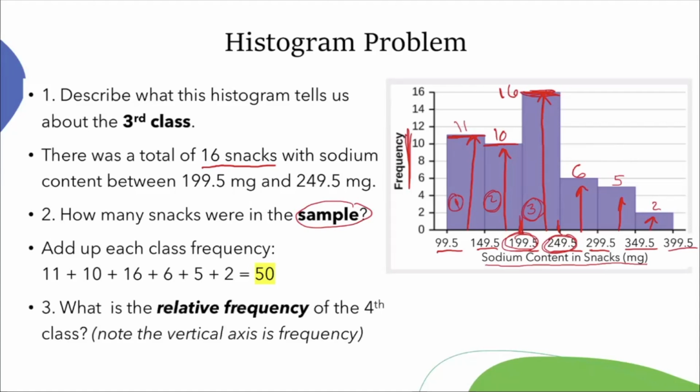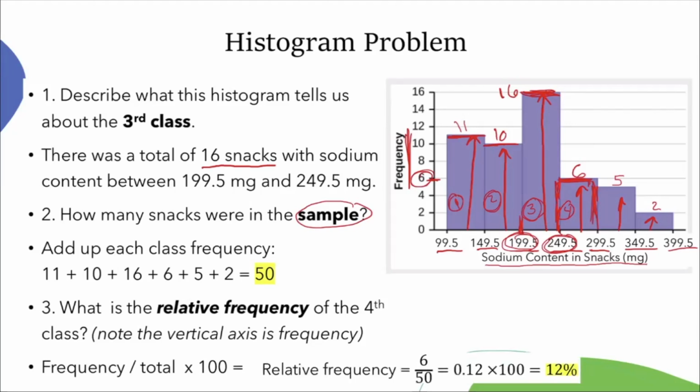The relative frequency of the fourth class. So fourth class right here, let me outline it. So this is the fourth class with the 6 on top. That is its frequency. That is not its relative frequency. To calculate the relative frequency of the fourth class, we have to decide what is 6 in terms of a percent. So we are going to convert frequency divided by total and times 100. That means we're going to take 6 over 50, 6 divided by 50, and multiply it by 100. That's 0.12 times 100, and that gives us 12%. So the relative frequency of the fourth class is 12%.